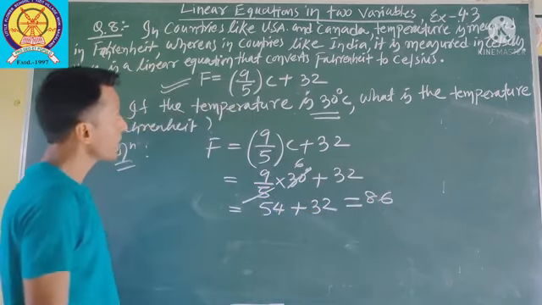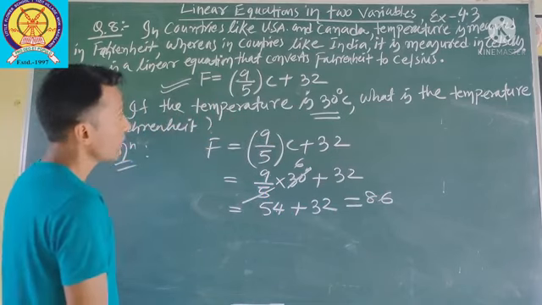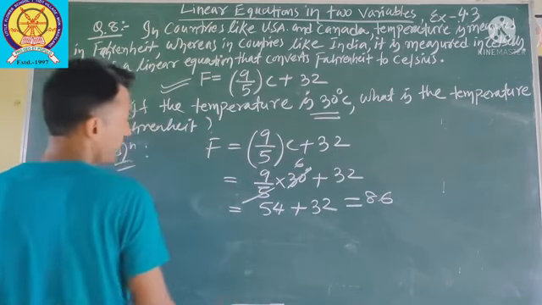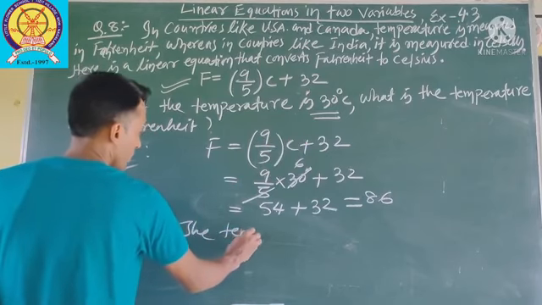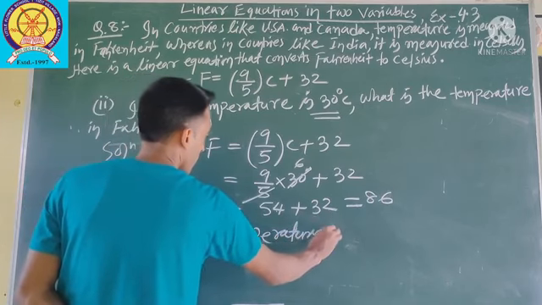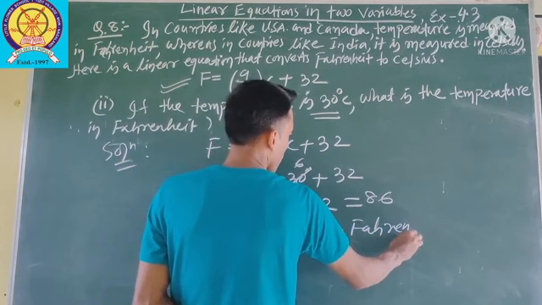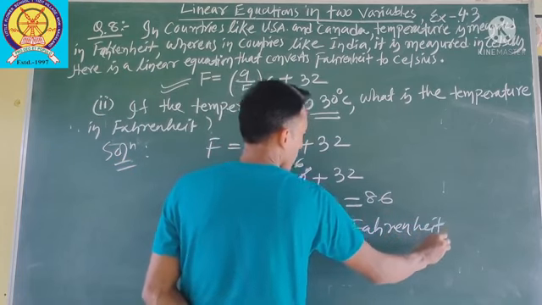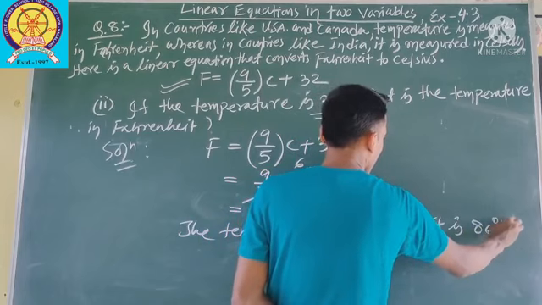So when the temperature is 30 degrees Celsius, what is the temperature in Fahrenheit? The temperature in Fahrenheit is 86 degrees Fahrenheit.